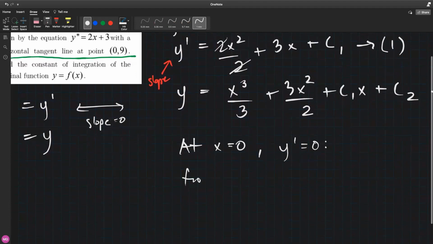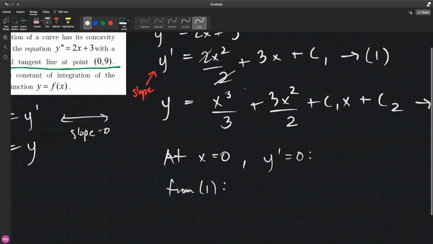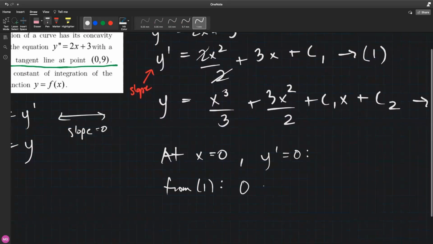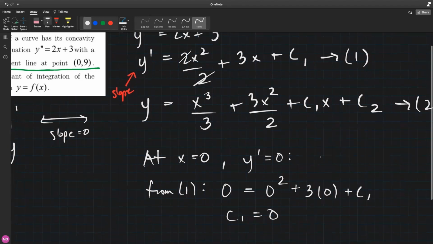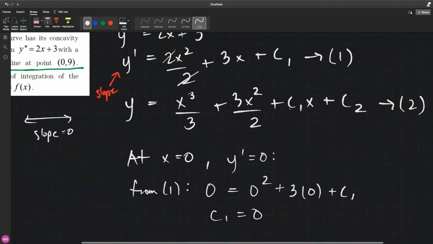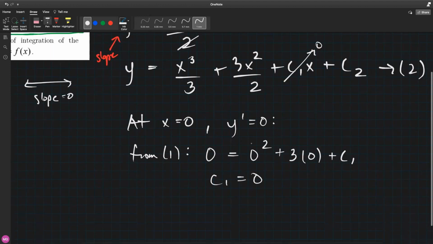So from our equation 1, we will set y prime equal to 0: x is 0, so 0 squared plus 3 times 0 plus c1. So our c1 must be equal to 0. So we will go ahead and write that here. Our c1 is just 0.